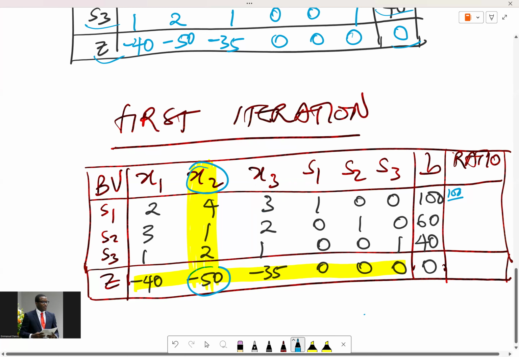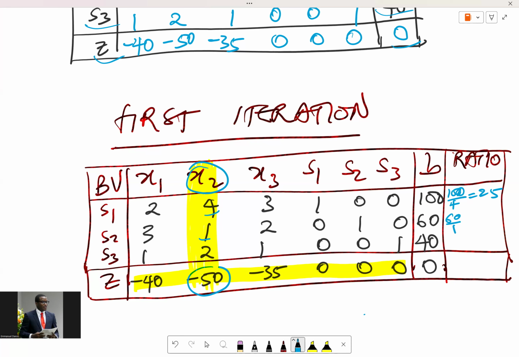So that's 100 divided by this 4 here. 100 divided by 4, that's 25. Then the next one, 60 divided by 1, so that's 60. Then lastly, 40 divided by 2, so that's 20. So what's the smallest of them all? You see that the smallest is this 40 over 2, which is 20.